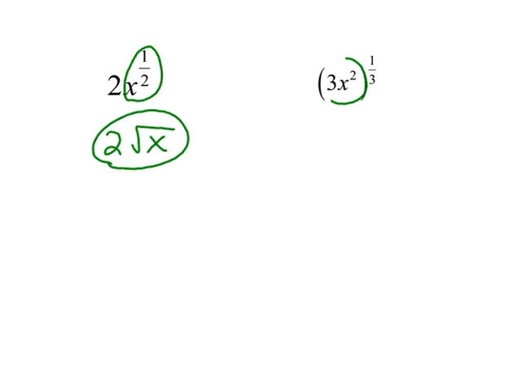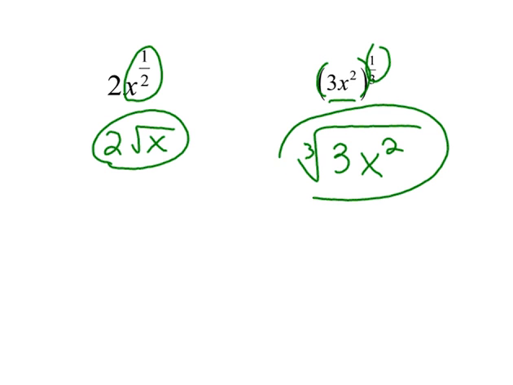This time we have this whole thing being taken to the 1/3. We can tell it's all being taken to the 1/3 because it's all in parentheses, and the 1/3 is affecting everything that's inside the parentheses. So this is going to be the cube root of 3x squared. And we leave it just like that.